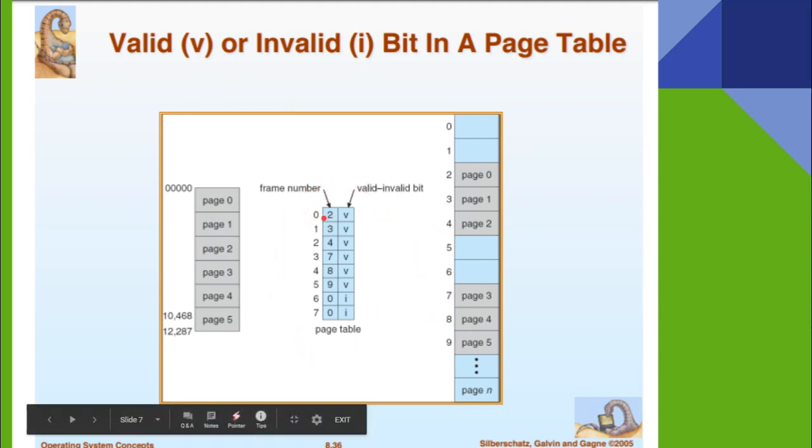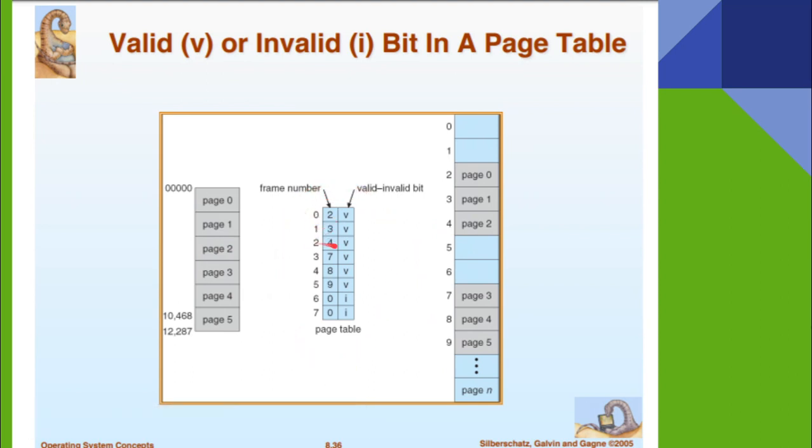Here page 0 maps to frame 2, 1 to 3, 2 to 4, 3 to 7. The 4th page is given to the 8th frame, the 5th page is given to the 9th frame, and so on. So these are all the valid bits.